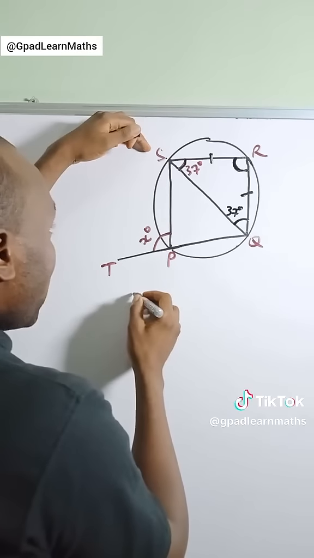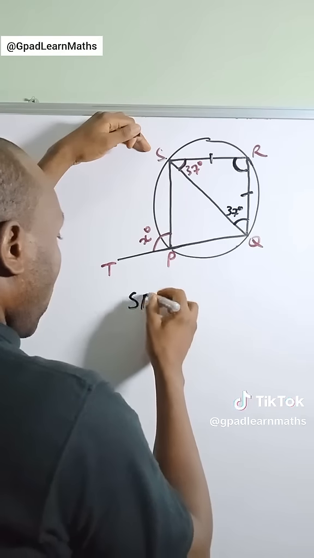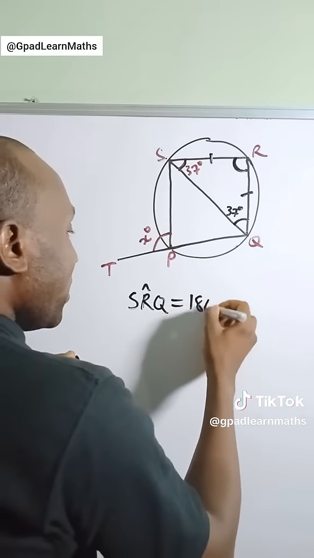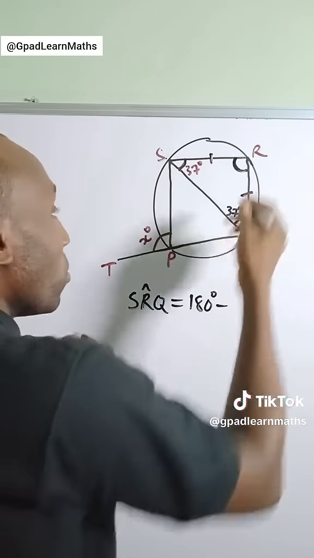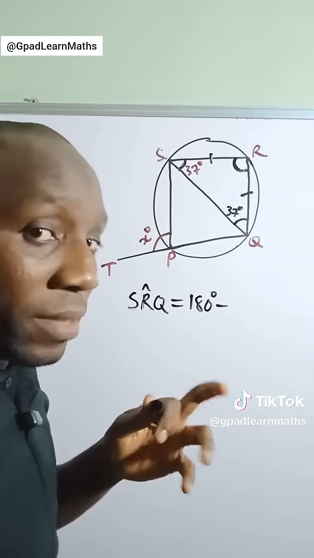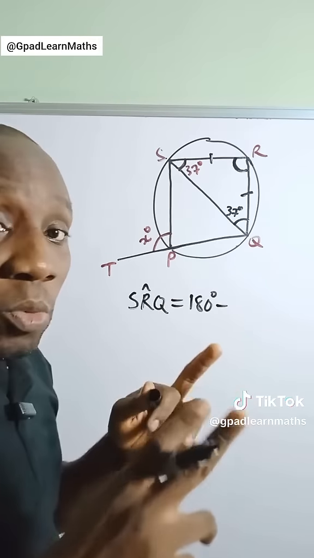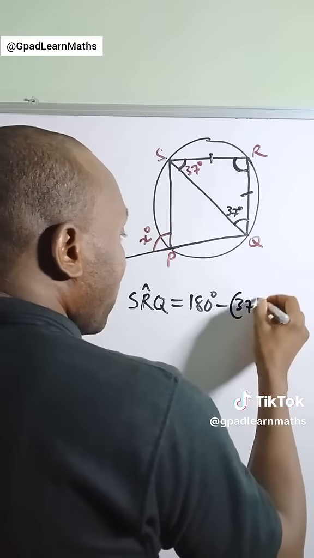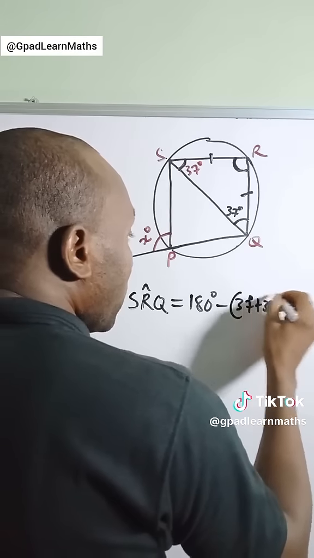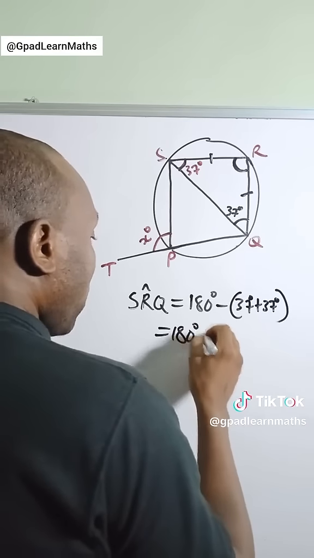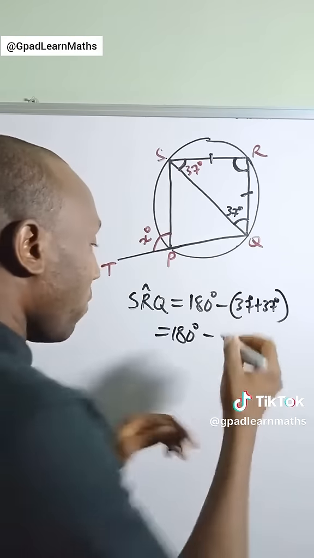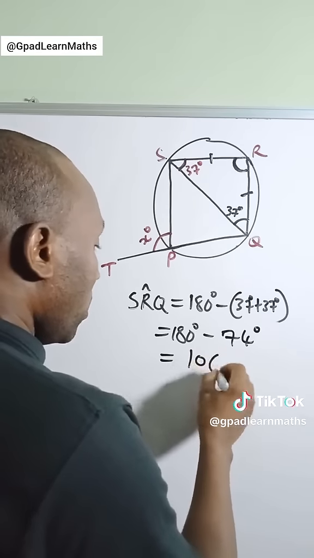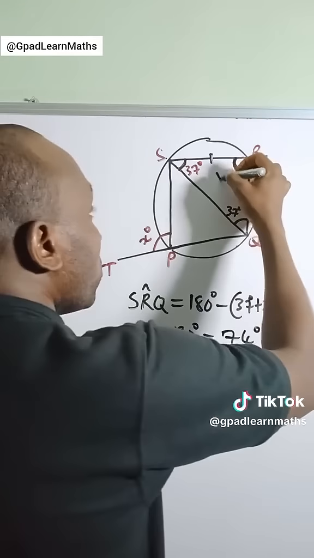So I'm just going to write that angle SRQ is equal to 180 degrees minus the sum of these two angles. Again, the sum of angles in a triangle is 180 degrees. So 37 plus 37 is 74. 180 degrees minus 74 gives you 106 degrees. So which means this is 106 degrees.